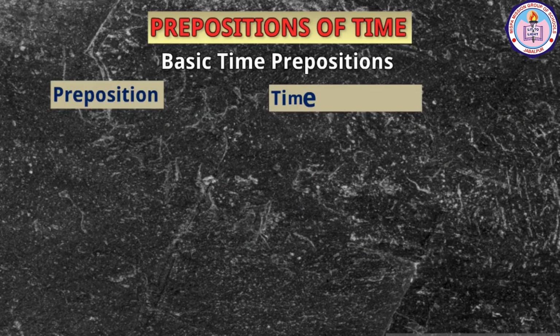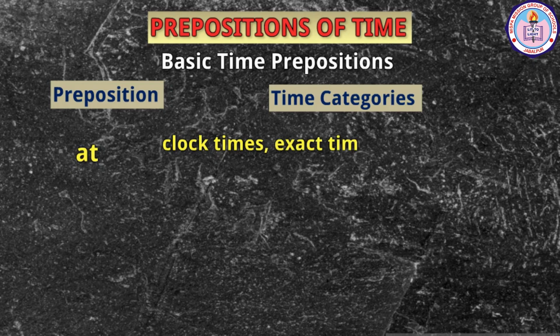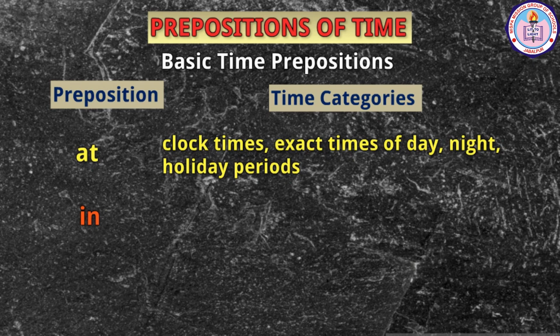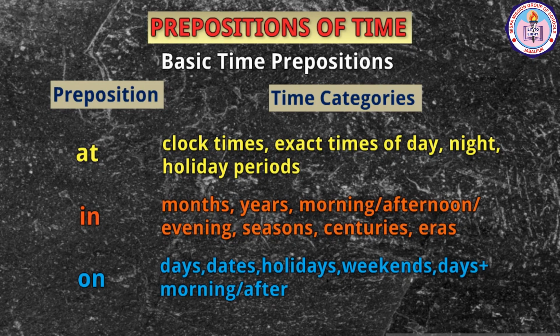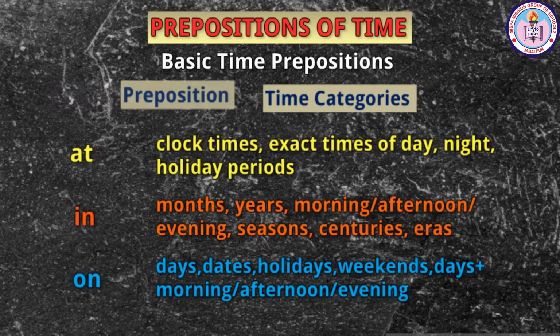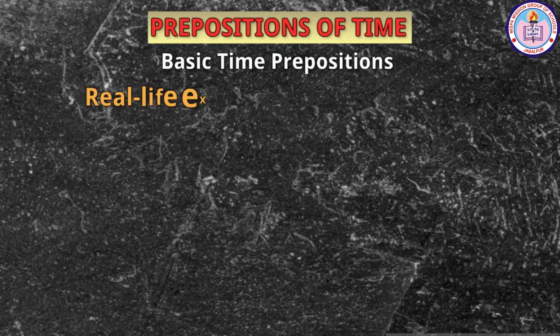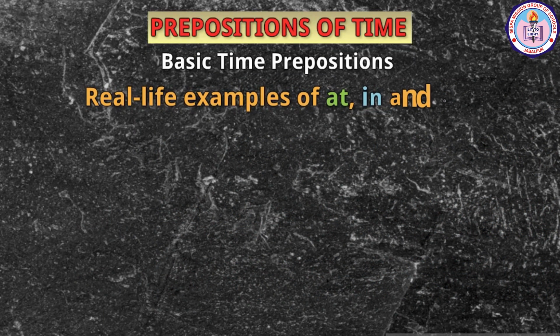Preposition, time categories. At: clock times, exact times of day, night, holiday periods. In: months, years, morning or afternoon or evening, seasons, centuries, eras, etc. On: days, dates, holidays, weekends, days plus morning, afternoon, evening, etc. Here are a few real-life examples of at, in, and on.